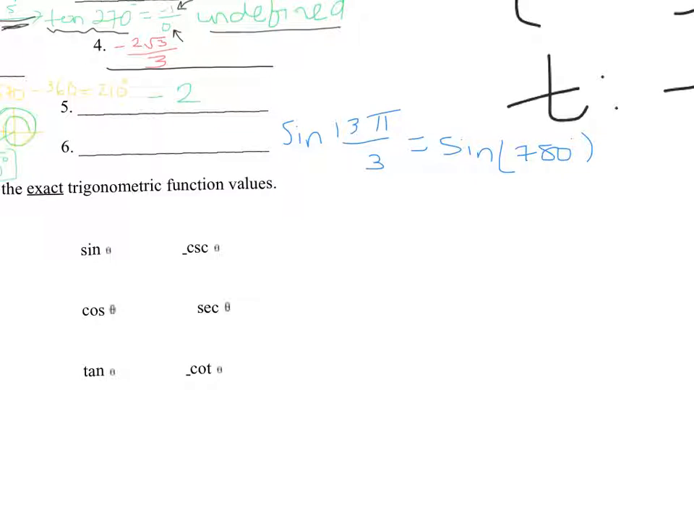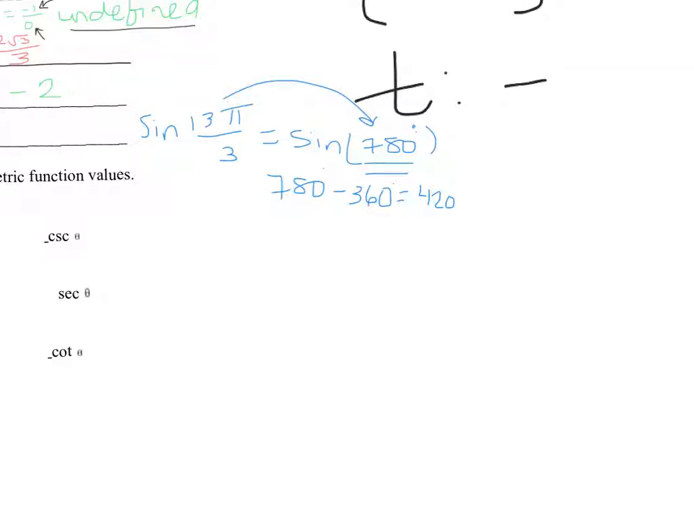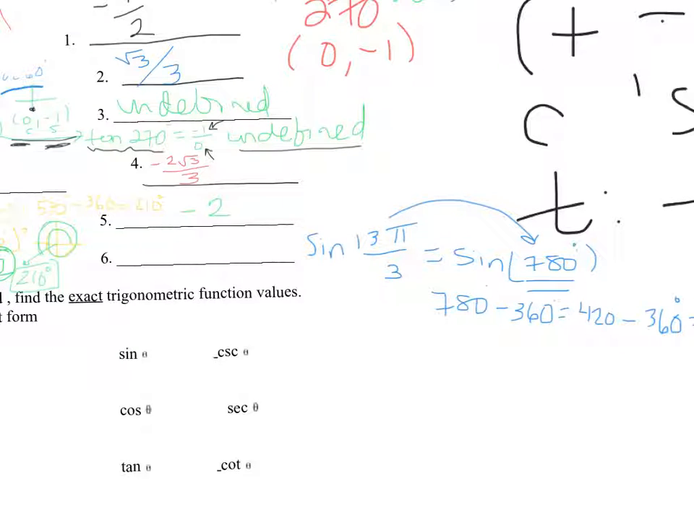So sine of 13 pi over 3 is the same as sine of 780 degrees when you do a conversion. So we're obviously going to loop around more than once. So I look at 780 degrees and I go, okay, let me loop around one time. So I'm going to subtract 360 degrees. And then we would have 420 degrees. But that's still more than 360, so we're going to do another revolution. So we subtract 360 again, and we're left with 60 degrees. So for the sine of 780, we're really looking at the sine at 60 degrees. And the sine at 60 degrees is root 3 over 2.